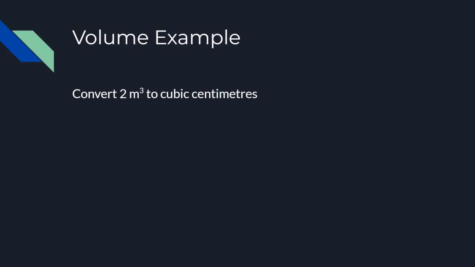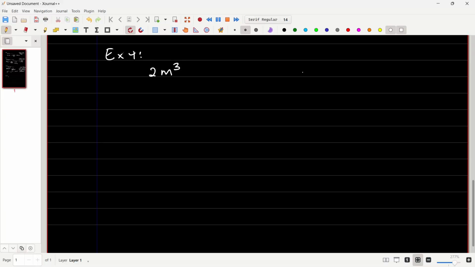Next, I'm required to do a volume example. Convert 2 cubic meters to cubic centimeters. Now we're required to convert to cubic centimeters. I don't know any conversion for cubic meters to cubic centimeters. I do, however, know that 1 meter is equal to 100 centimeters. Therefore, if I want something in cubic meters, I would need to have a m cubed. So I cube this side, and since it's equal, I have to cube this side as well.